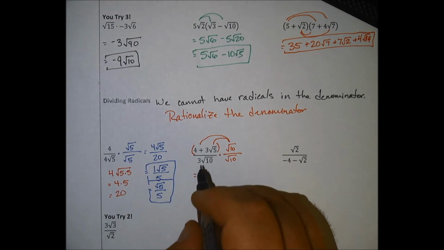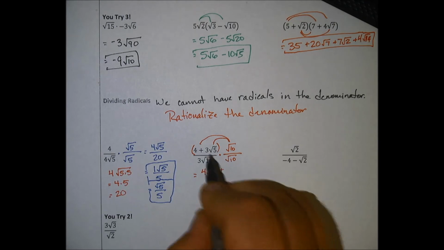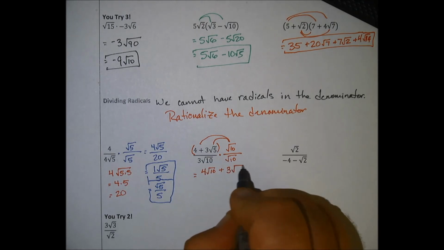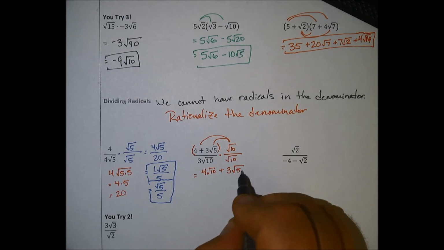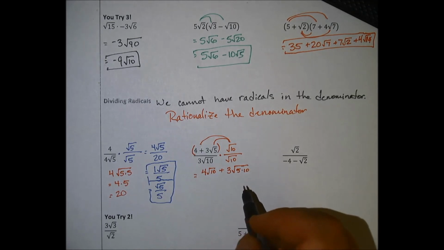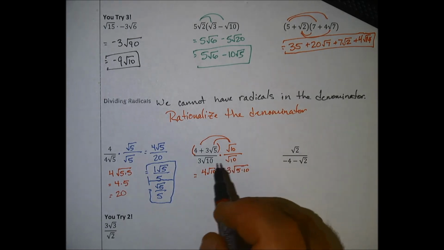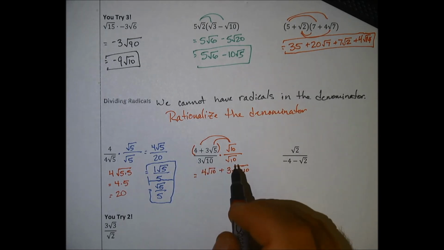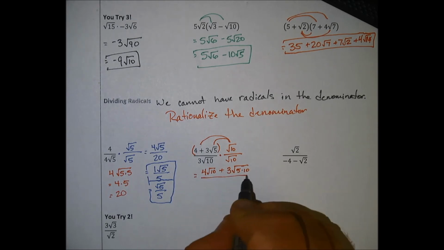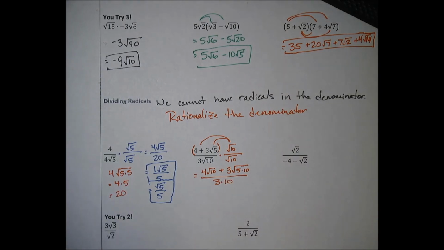So that'll be 4 root 10 plus 3 square root of 5 times 10. I'm going to leave it like that. I'm not going to write it as square root of 50 because I just think it's easier. And then you can make the jump to say that square root of 10 times square root of 10 just equals 10, and say that we have that that's over 3 times 10. Okay?